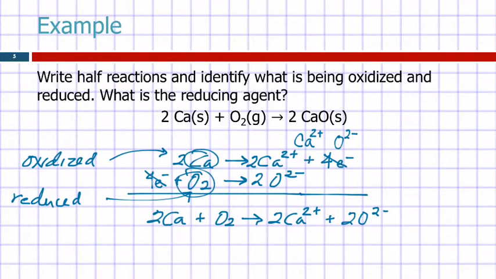So we identified what's being oxidized, what's being reduced, what's the reducing agent. Calcium is not being reduced, but it's causing oxygen to be reduced. It is the agent for change. It's the agent for reduction. So calcium is the reducing agent for oxygen. Oxygen is getting reduced. So calcium is the reducing agent.